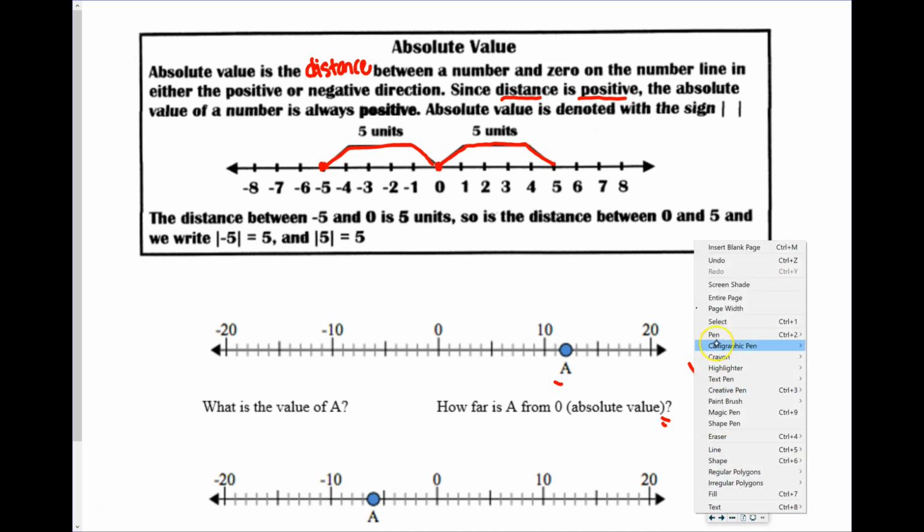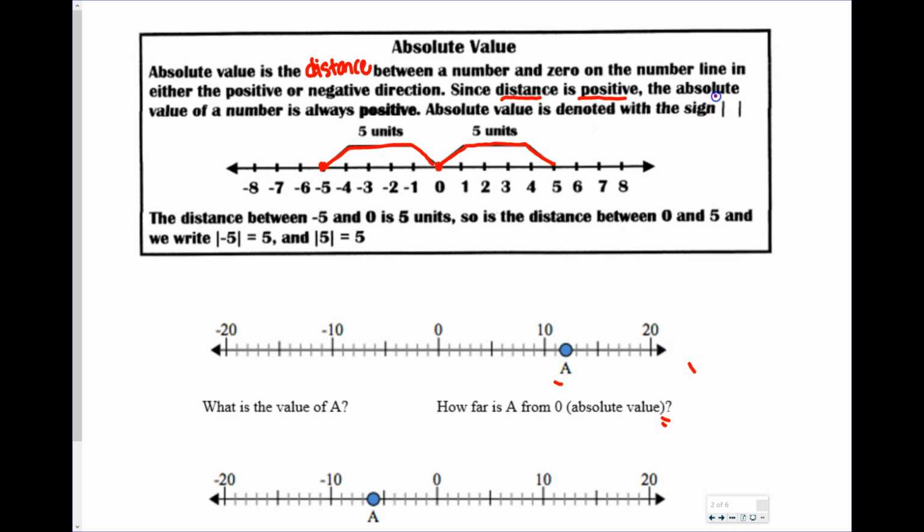And we've seen this before, this little symbol here. The absolute value looks like this, these 2 little bars, but with a number in the middle. So the distance between -5 and 0 is 5 units, so is the distance between 0 and 5, and so then we would write absolute value of -5 equals 5, and so the absolute value of 5 equals 5.